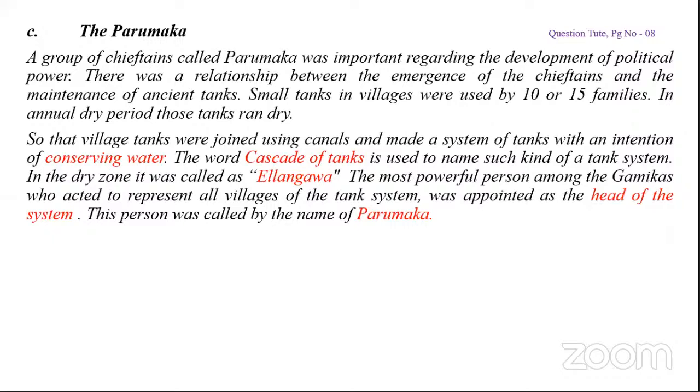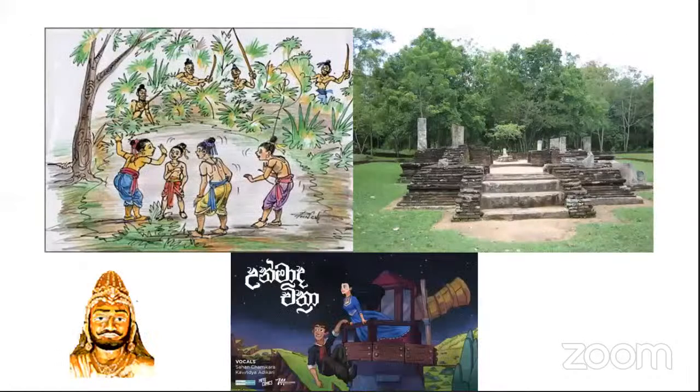The most powerful person among the Gamikas who acted to represent all villages of the tank system was appointed as the head of the system. This person was called by the name of Paramaka. So see how Paramakas had emerged and who they were. All these things had been included here. So that's the answer you can give under Paramakas, right?